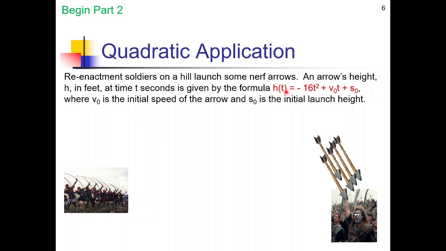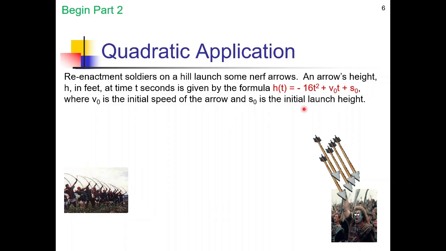This is a good one to write down. Negative 16t squared plus v0t plus s0, where v0 is the initial speed of the arrow, the velocity, and this s0 here is the initial launch height. The way this formula is set up, this negative 16t squared is basically the effects of gravity, and that's being countered by the velocity that you shoot this thing up with, and you also have to factor in the height that the arrow started at.